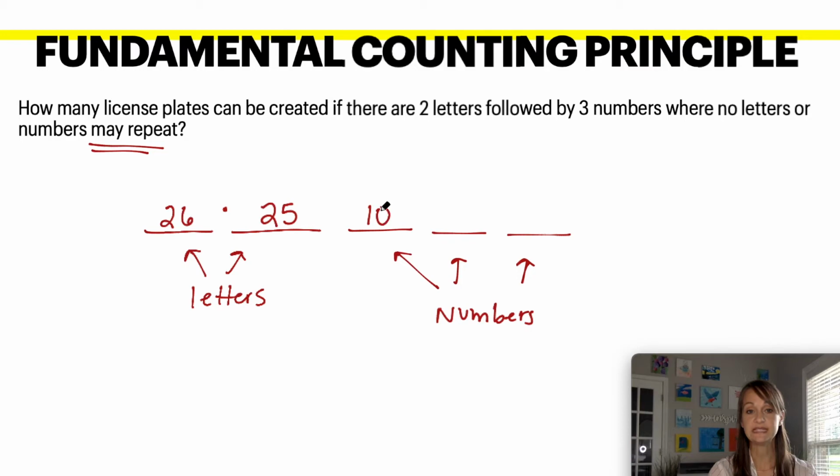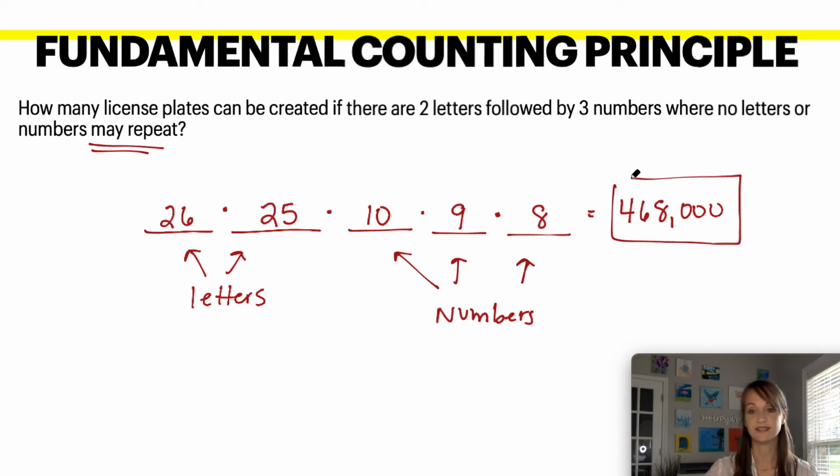Now, the next would be numbers. We have 10 different digits that could go in the first space, 0 through 9. Whatever digit is used, that means there are only 9 digits left that can be used. And then whatever digit is used there, there are only 8 from that. So multiplying all of those together will be 468,000 different combinations of a license plate number.